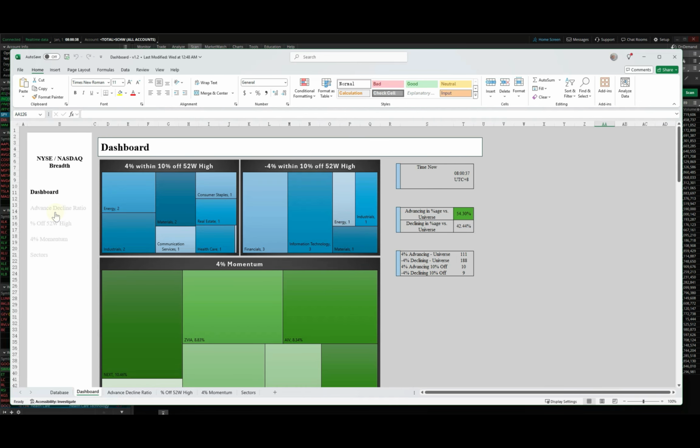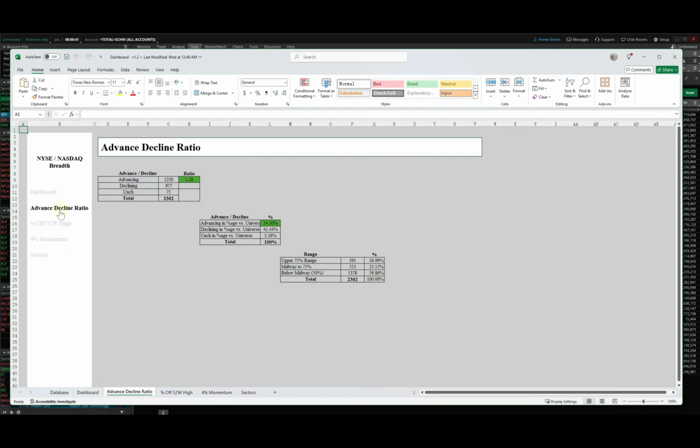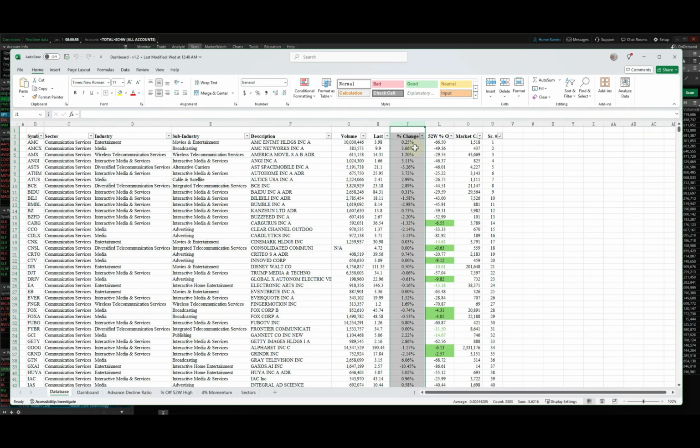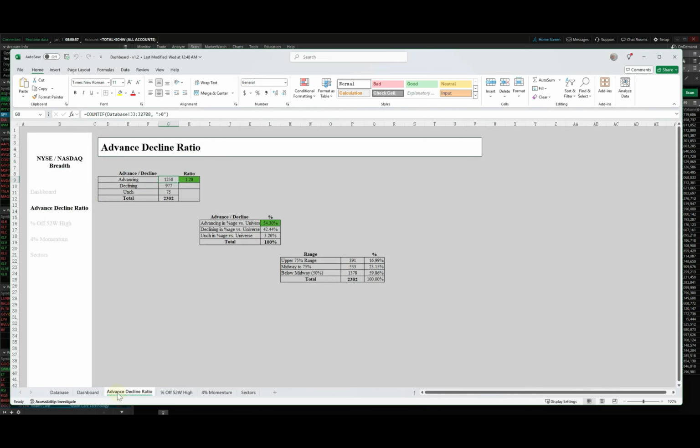So for example, if I go to the advance decline ratio, I'm checking how many stocks are advancing today, which is greater than 0. This is the J column, the percent change. If the percent change is greater than 0, it means it's advancing, and less than 0% change it's declining, and if it is equal to 0, it's no change. So in total I have 2300 stocks.